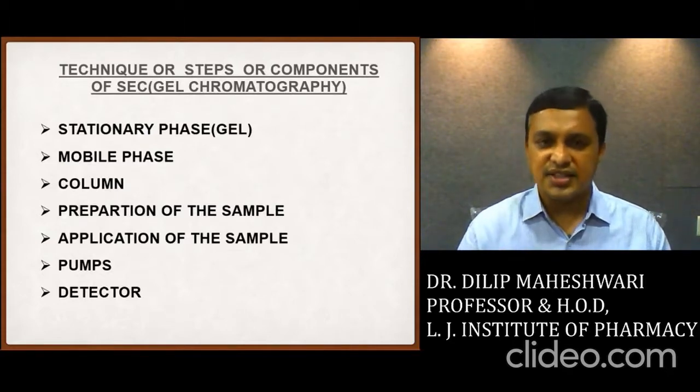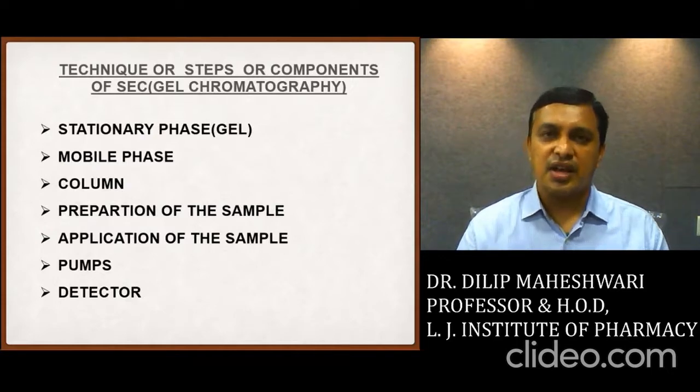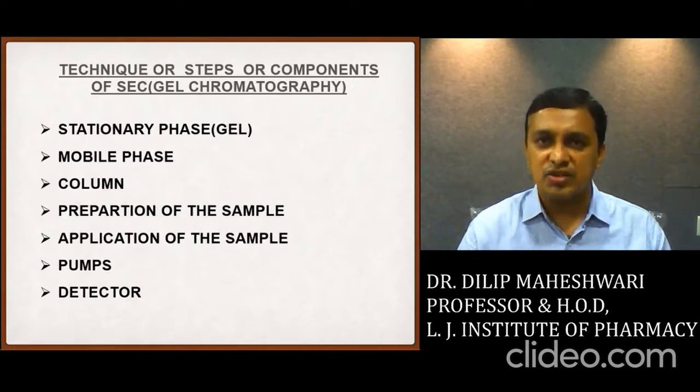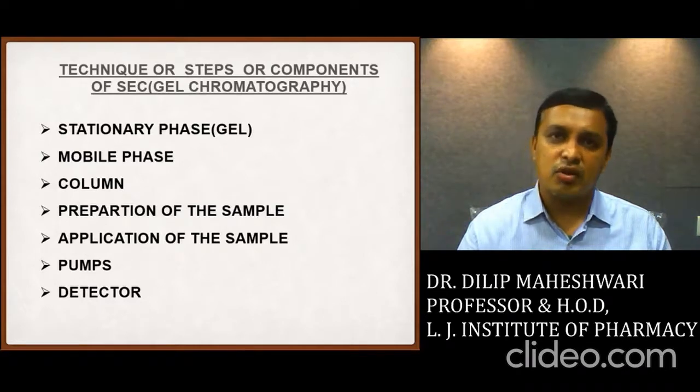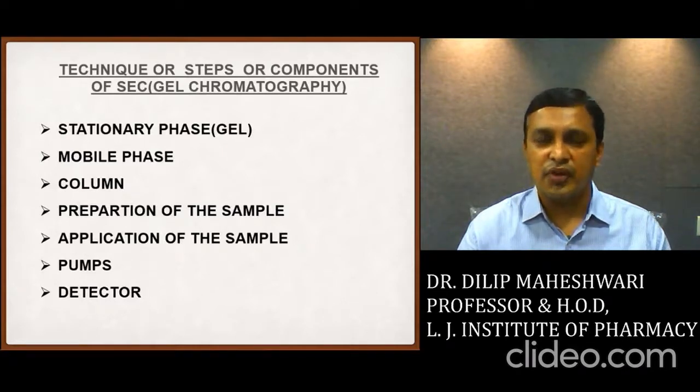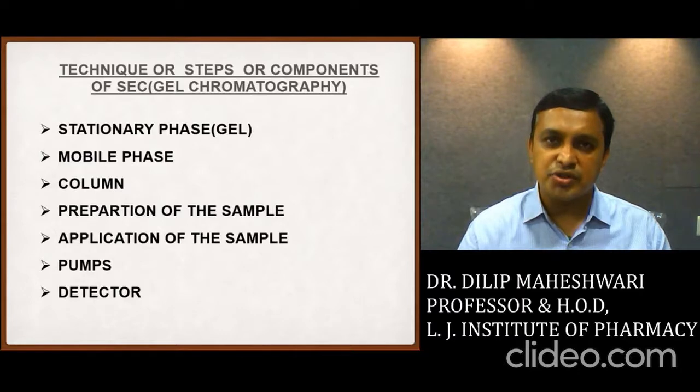After that, the second step is the mobile phase. Here different types of organic, inorganic or aqueous solvents are used as a mobile phase. Solvents like chloroform, tetrahydrofuran, benzene, acetone are the organic solvents generally used for the mobile phase, as well as aqueous solvents like different types of buffers and ammonia solution, which can also be used as a mobile phase.